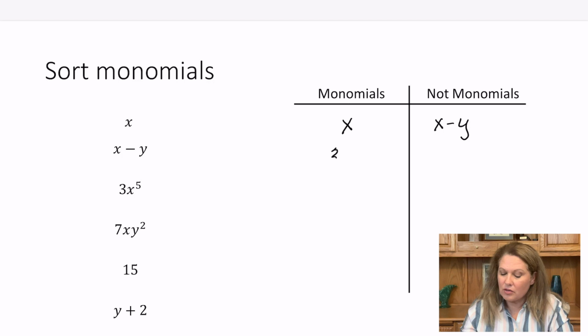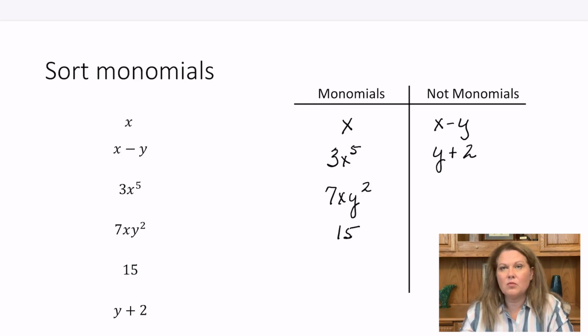The third, 3x to the 5th, is a monomial. It's a single term, no addition or subtraction to separate the terms. 7xy to the 2nd power is also a monomial. The number 15 is a single term, so that is a monomial. And y plus 2 is two terms. The y and the 2 are separated with an addition sign. I hope you got those right. If you did, pat yourself on the back. Nice job. So let's continue.